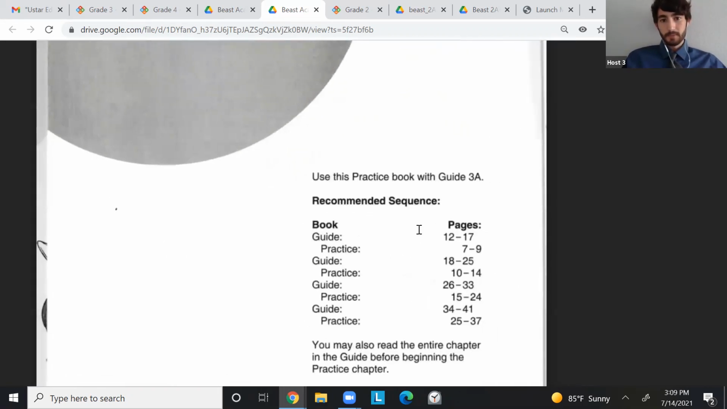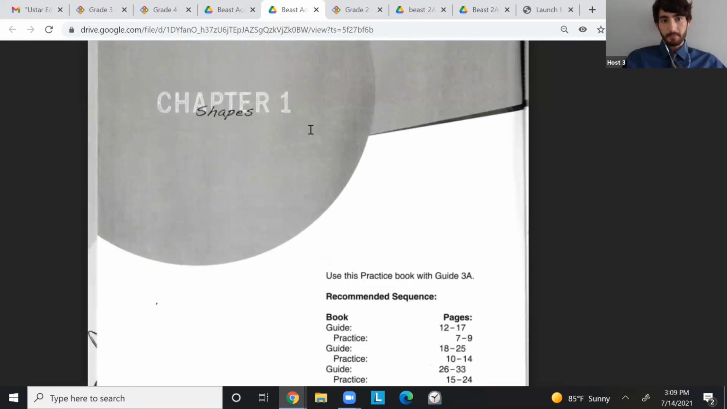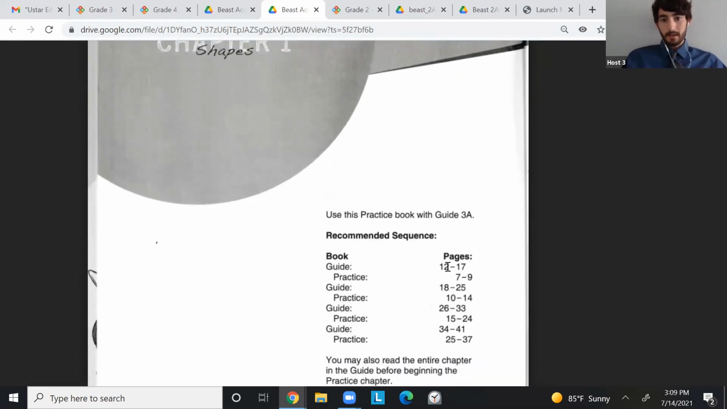So this is the Beast 3A book. Chapter 1 is on shapes. It tells you to start out by reading pages 12 to 17 in the guidebook. Then you would do pages 7 to 9 in the practice book. Again, you're going to do pages 18 to 25 in the guidebook, then do those practice book pages. So just back and forth.